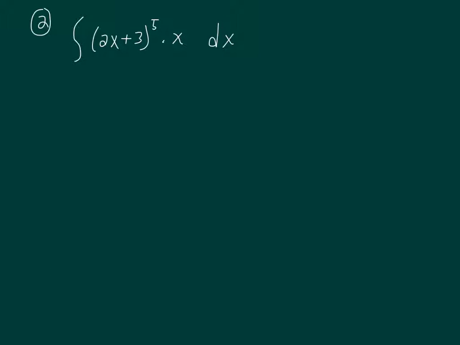Okay, let's look at one more example. This one's a little more complicated. So we can see that the inner function here is 2x plus 3. We're going to call that inner function u. And then we can see next to it that the derivative certainly does not show up, right? The derivative of 2x plus 3 is 2. We have just a random x hanging out there, so we're nowhere near having the derivative show up next to it. So that's why we need this technique called u substitution.